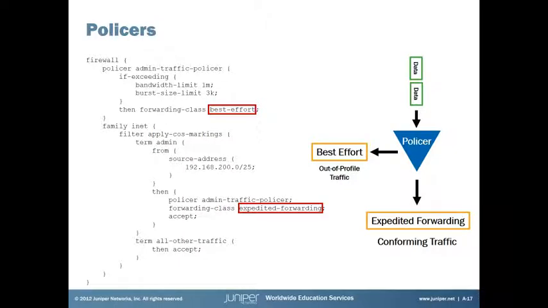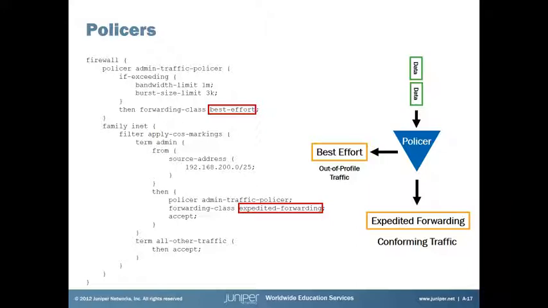Let's take a look at this here. This is a policer. What we're doing with this is we're saying if the traffic exceeds certain parameters which we set, then we're going to set a particular forwarding class on that traffic. Otherwise, we're going to set a different forwarding class on that traffic.